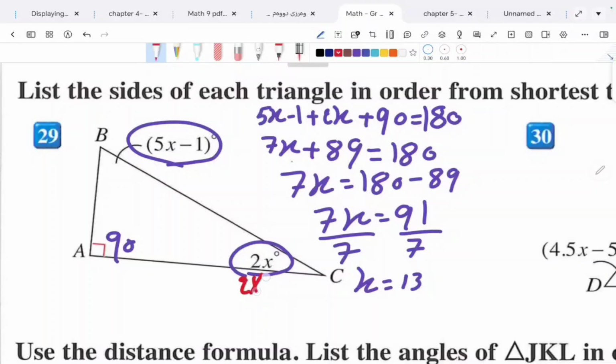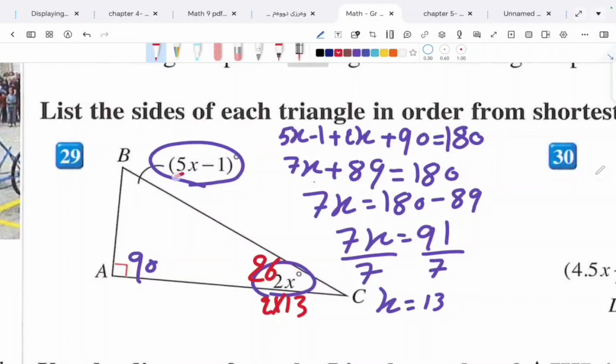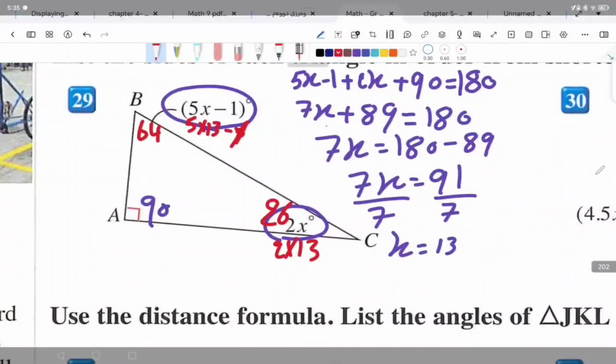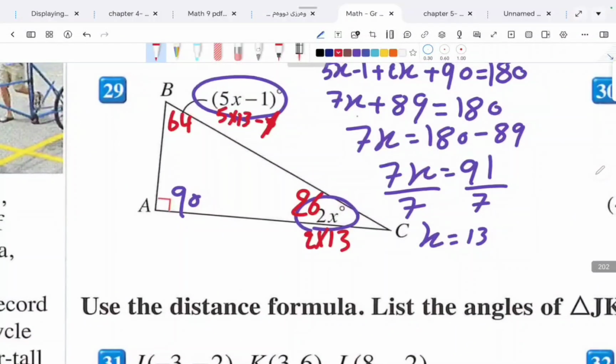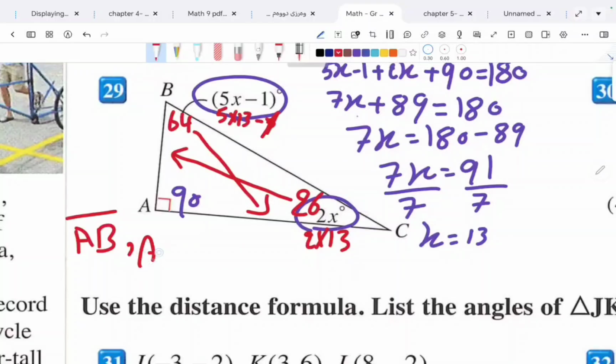So 2 times 13. In this case, this angle will be 26. This one, 5 times 13 minus 1 equals 65 minus 1 equals 64. And this one, it's 90. Now, can I order the sides? Yes, of course. The smallest one, it's 26, which is opposite to AB. Okay. Then B has 64. It's opposite to what? To AC. Then the last one, it's 90. It's the greatest angle, so it's opposite to the longest side, which is BC.